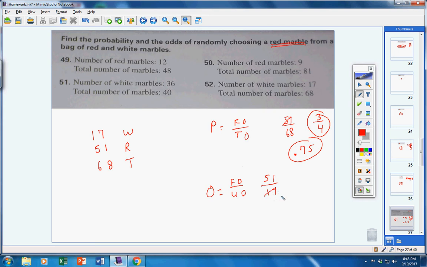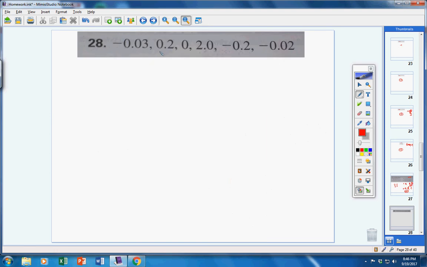17 goes into both of these numbers. So 51 over 17 reduces to 3/1. So the odds would be 3 to 1. Okay? Alright. Moving on now to page number 67. And the directions say for number 28 to write the numbers in increasing order. So we're going to start with the lowest and work our way to the highest.